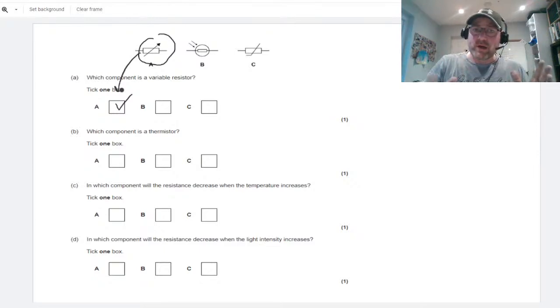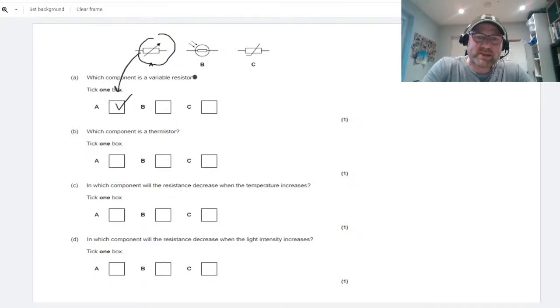When you turn up your volume, right now, I'm going to change my volume on my volume control. That is a variable resistor. By increasing or decreasing the volume, I'm changing the resistance and therefore changing the current. So that's what a variable resistor is for. It's actually for changing current.